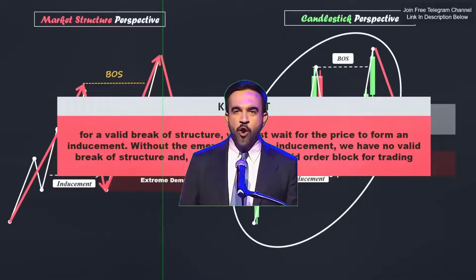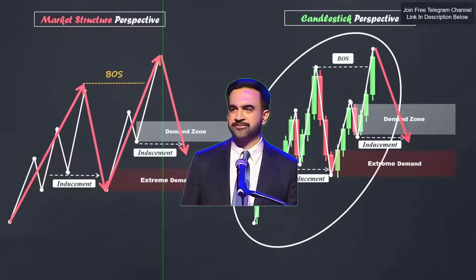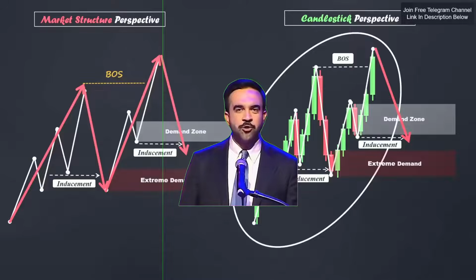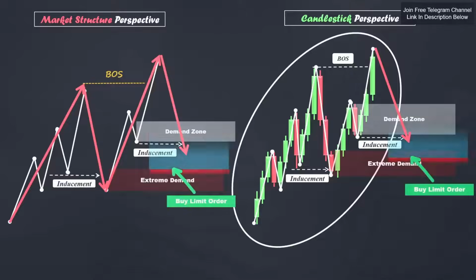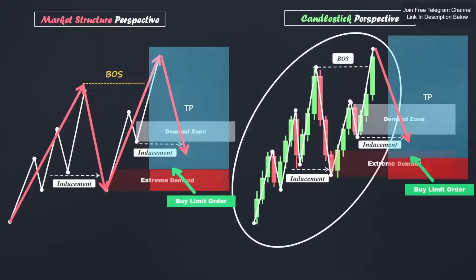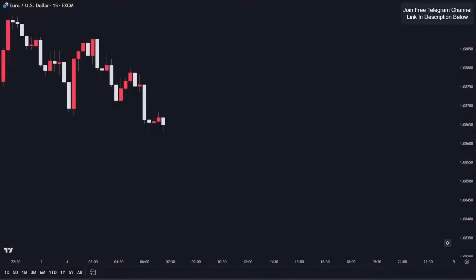I have 4 words for you. Turn the volume up. After sweeping the inducement, price usually taps into the extreme demand zone that caused the bullish move in the first place. It will bounce from there and continue with its bullish trend. Now let's jump onto a real chart and apply everything we've learned.